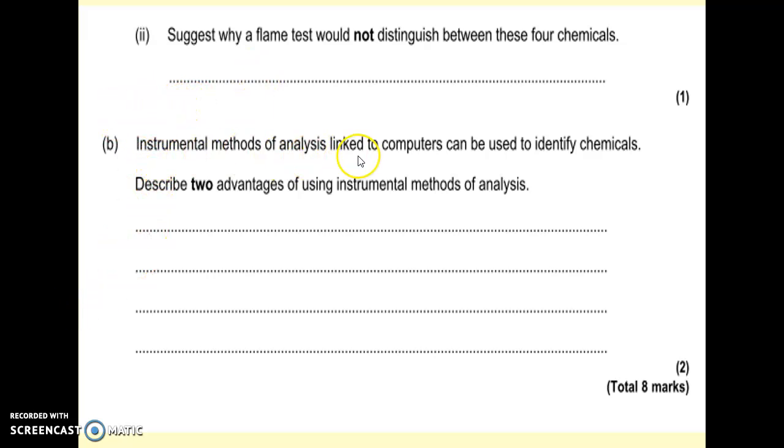Instrumental methods of analysis linked to computers can be used to identify chemicals. Describe two advantages of using instrumental methods of analysis. Two advantages could be quick reaction and more efficient method of testing.